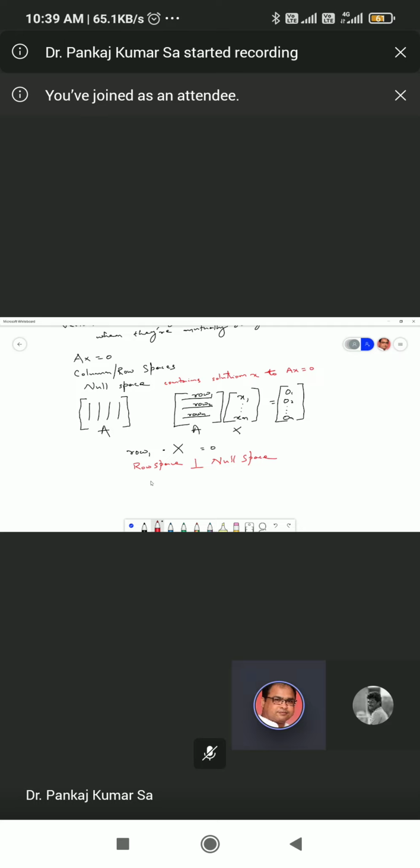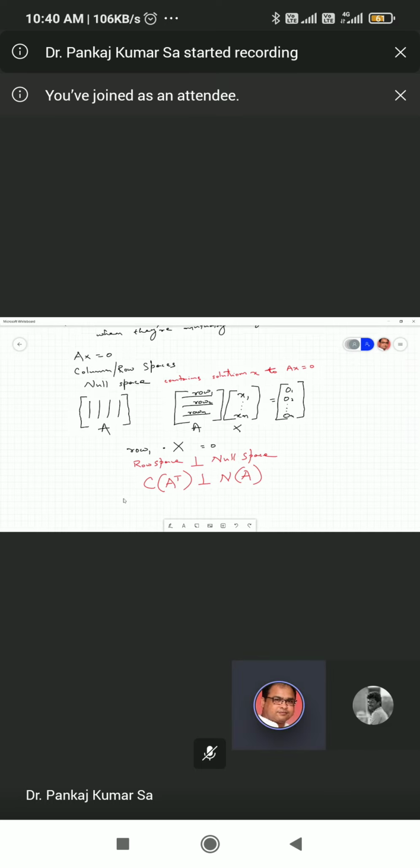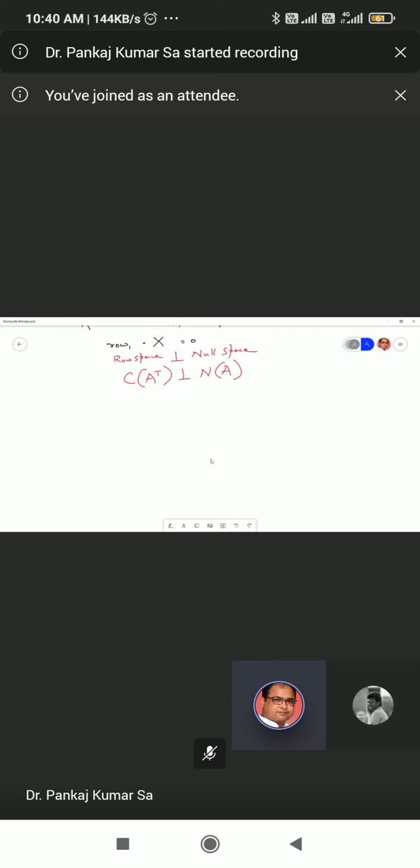Or in a mathematical term, if I write, the column space of A transpose is perpendicular to the null space of A. Yeah, one more thing about this orthogonal. They are being utilized quite a lot.